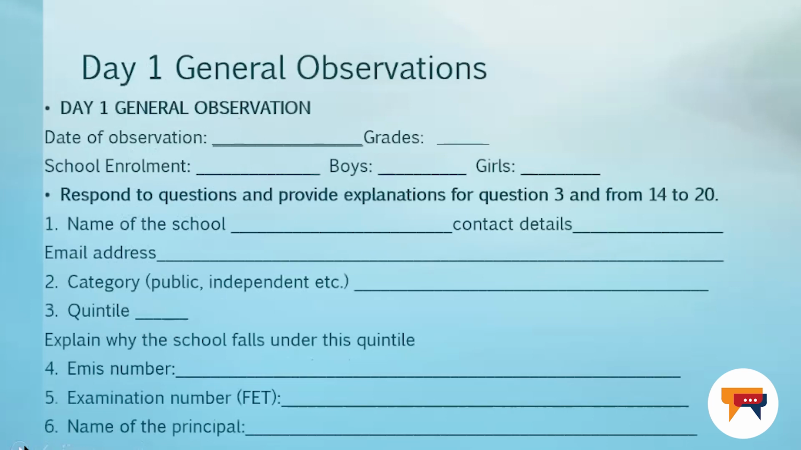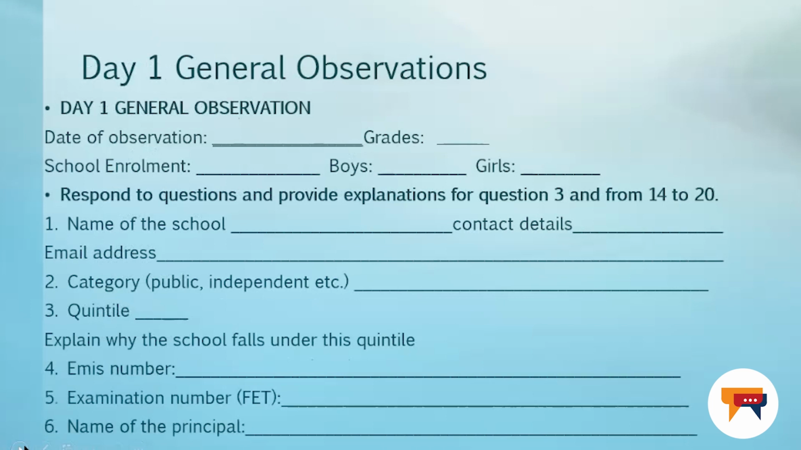I will go through the questions. We'll start with day 1 general observations. For day 1 general observation, make sure you give me the date, because I want to see 5 dates that are consecutive, one after the other, for the 5 days. And grades. Remember, TPS 3703 and TPS 3704 are FET subject specializations, and you have to do them in grade 10 to 12, not in the senior phase.